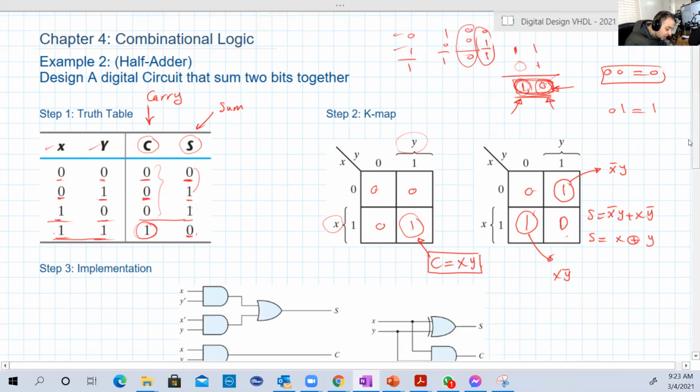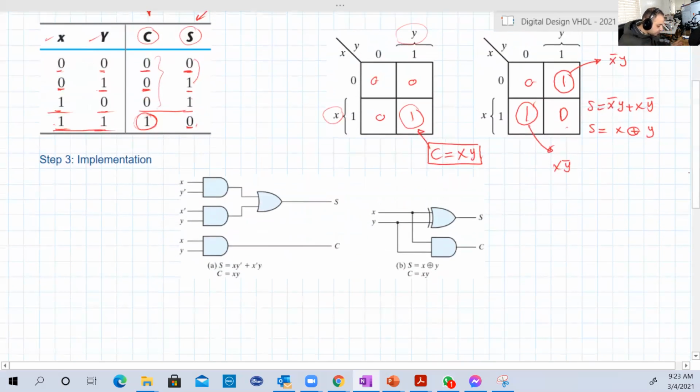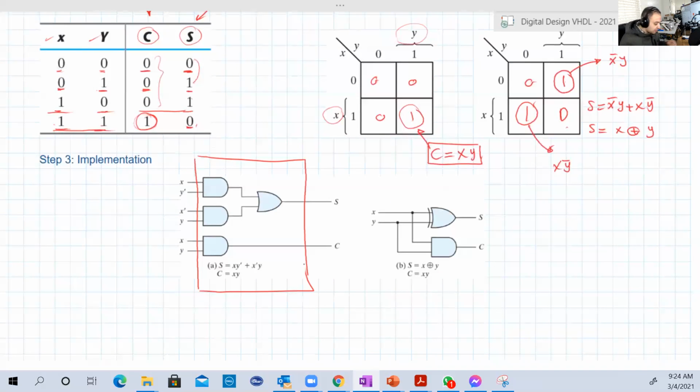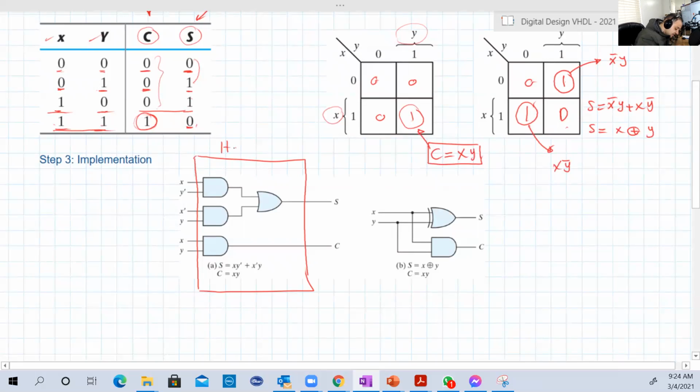Okay, so the third step now is to implement this. So this is our half adder now. This is the box that we will call half adder from now on. We will not draw again the inside or the internal structure of the half adder. It is just a box like this.